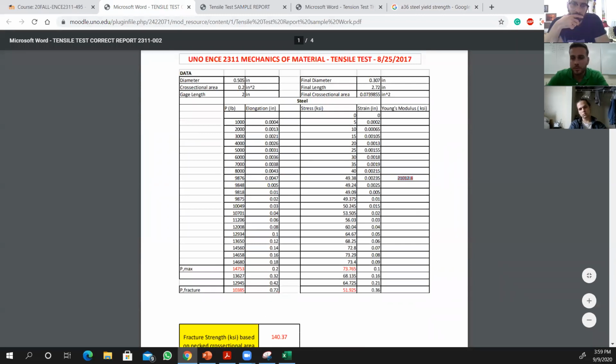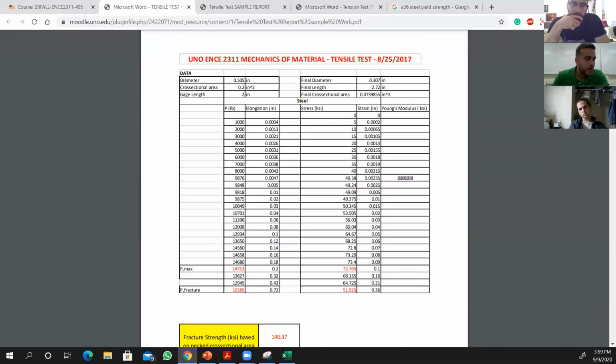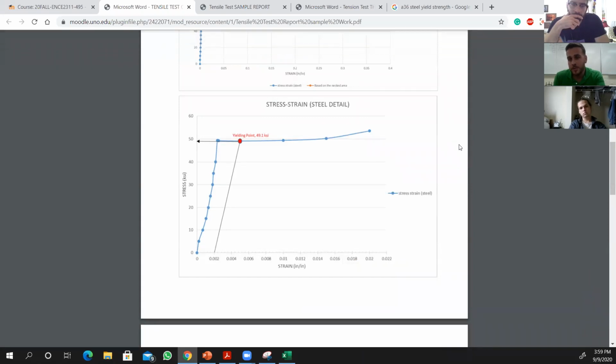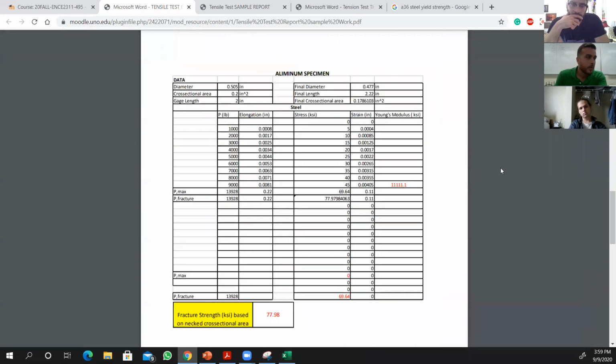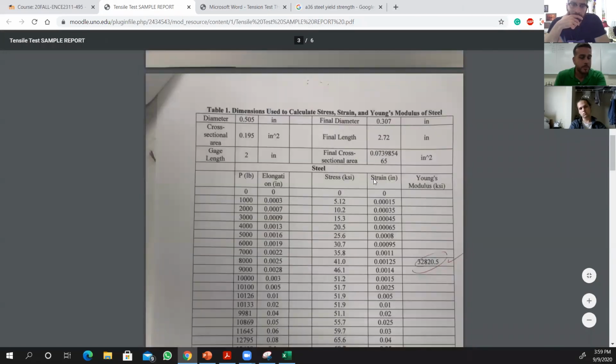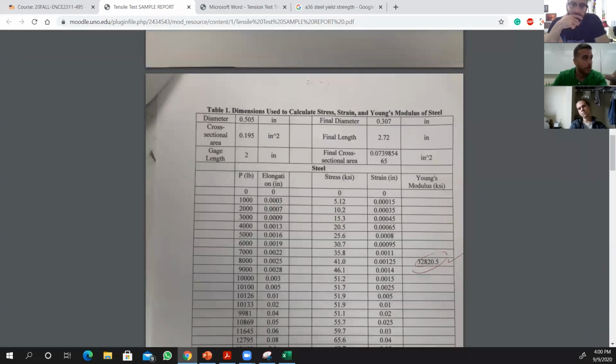So something is wrong, right? Because this line is not perfectly linear, but in theory, it is perfectly linear. When it's linear, the slope of this line should be 29,000 KSI. What other questions? I believe I made it clear at this stage because you have all the resources that you need.